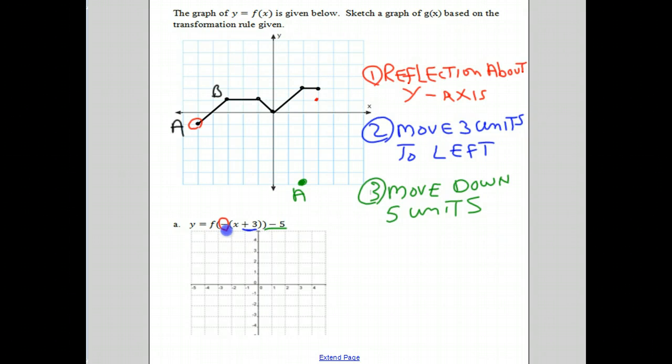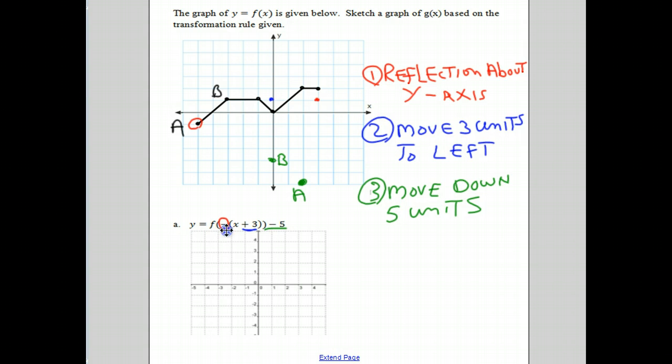And then it moves 3 units to the left. So we move it 3 units to the left, 1, 2, 3, and it moves there. And finally, we have to move it down 5 units. So 1, 2, 3, 4, 5, and that's where point B finally ends up. And we will erase the intermediate points.